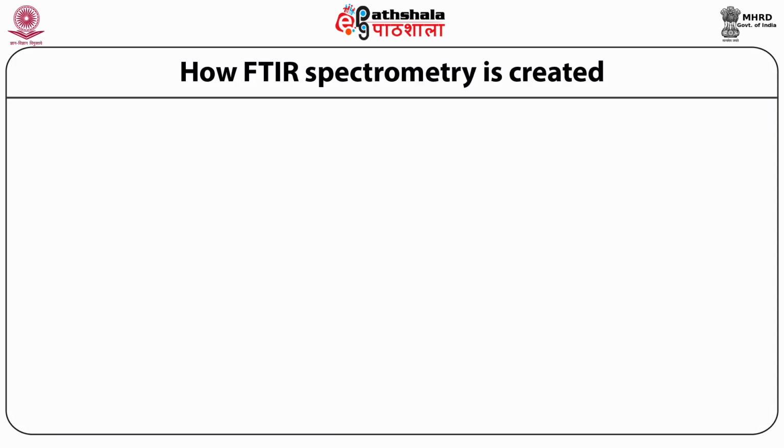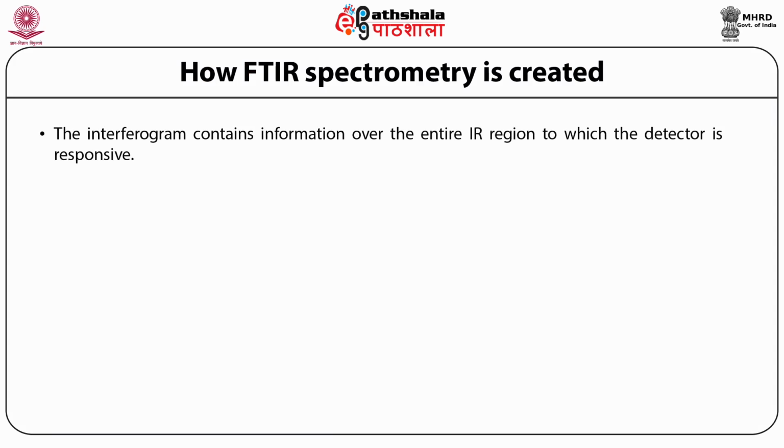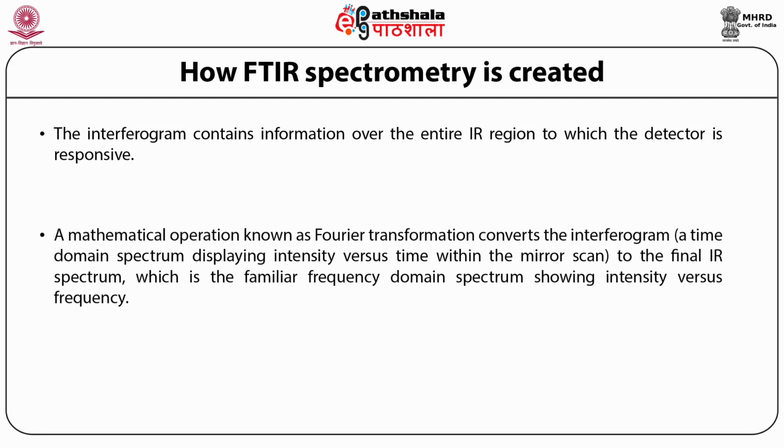We discuss how an FTIR spectrum is created. The interferogram contains information over the entire IR region to which the detector is responsive. A mathematical operation known as Fourier transformation converts the interferogram, a time domain spectrum displaying intensity versus time of the mirror scan, to the real IR spectrum, which is the familiar frequency domain spectrum showing intensity versus frequency.